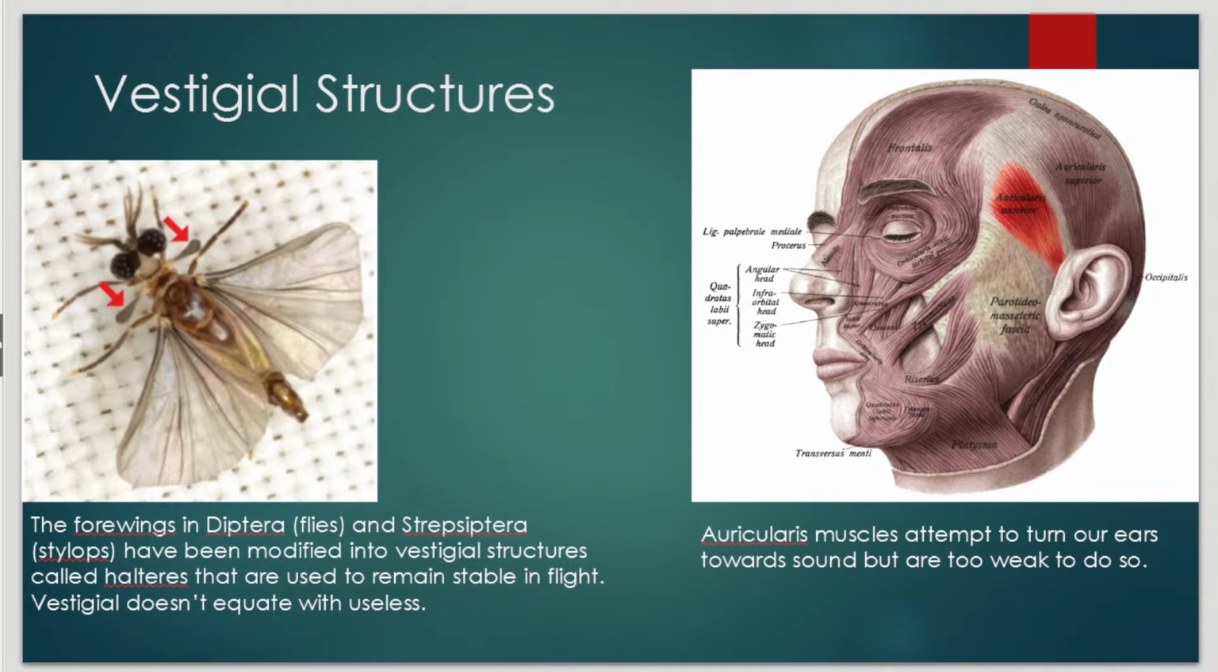The ear muscles, the auriculars or auricularis muscles. Those are used in other animals to help move the ear so that they can pinpoint the direction of sound. Whereas in humans, at most, they can just raise the ear a few centimeters, or turn the ear towards sound.